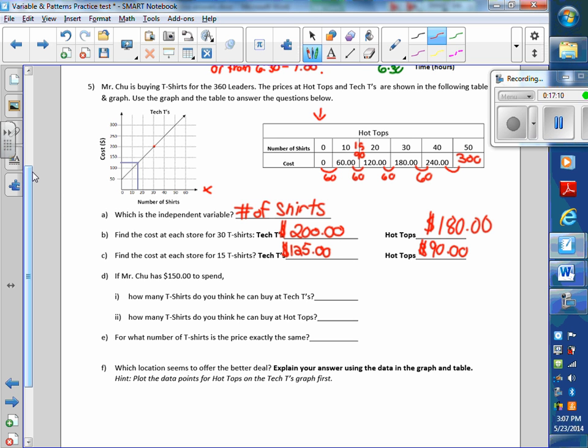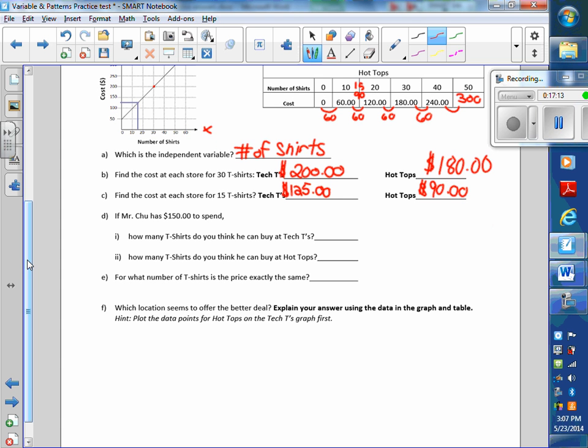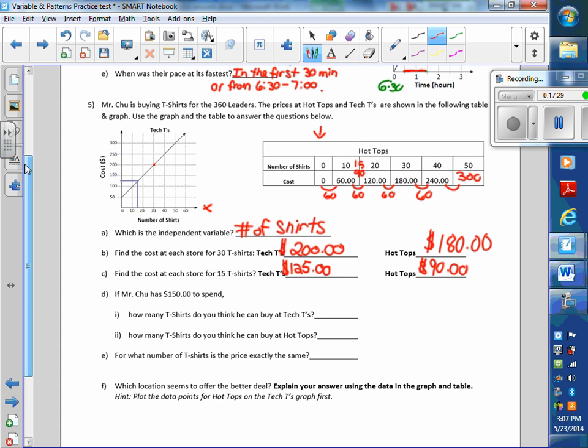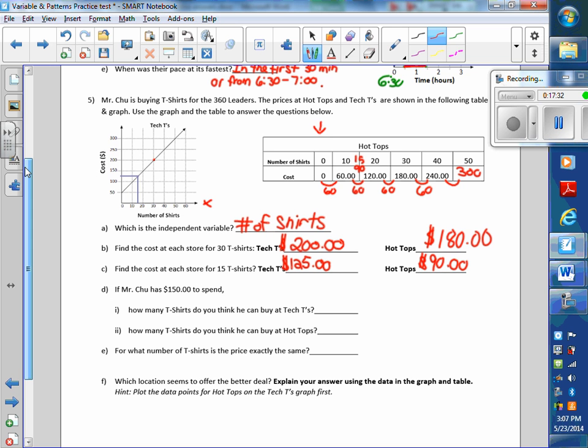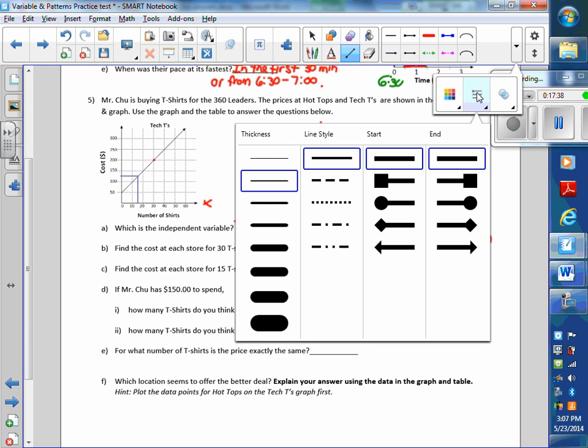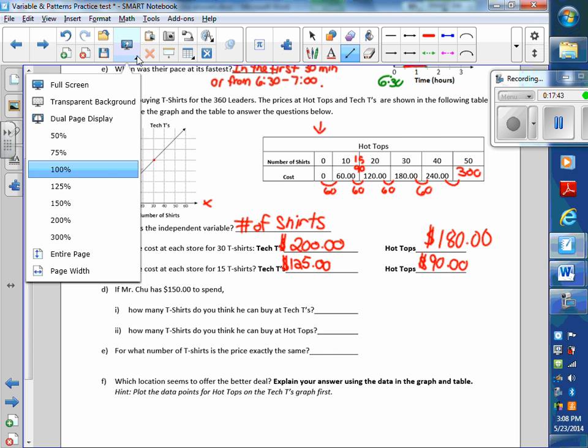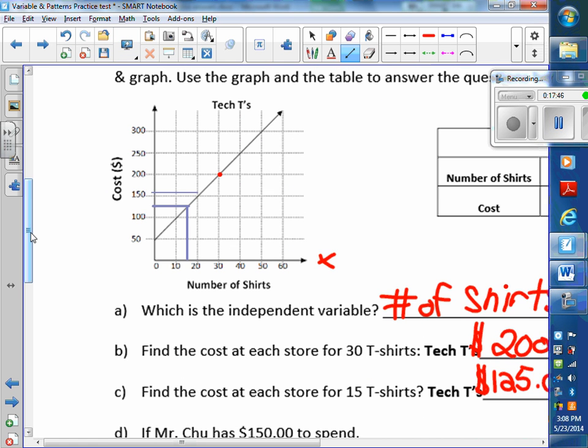Alright. Okay, so I changed the format a little bit here. I showed you guys already. You have a D, E, F, G, H, but the questions are pretty much the same. So if Mr. Chu has $150 to spend, how many t-shirts do you think you could buy at Tech Tees? Again, you want to take a nice thin line with your ruler and go to Tech Tees and go to 150 and read over. Let's zoom in and get right on that line, and it happens to land right on a point, so you can see it's 20, right?